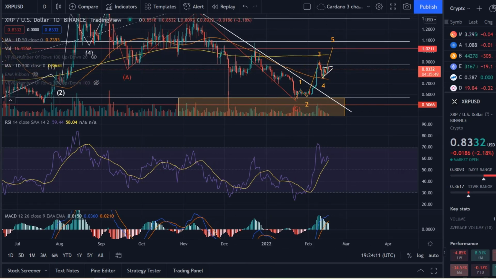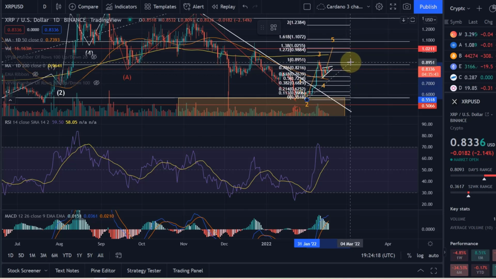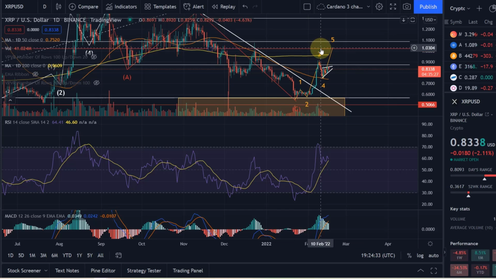Yeah, we first need to see if we're actually going to get there. Exactly. So if I draw the fibs to the wave 3, we can see that the first fib extension, the 1.272, is taking us exactly to $1.02. So I think that is certainly where we're going to face some resistance. And that's pretty much just a quick update here on XRP.